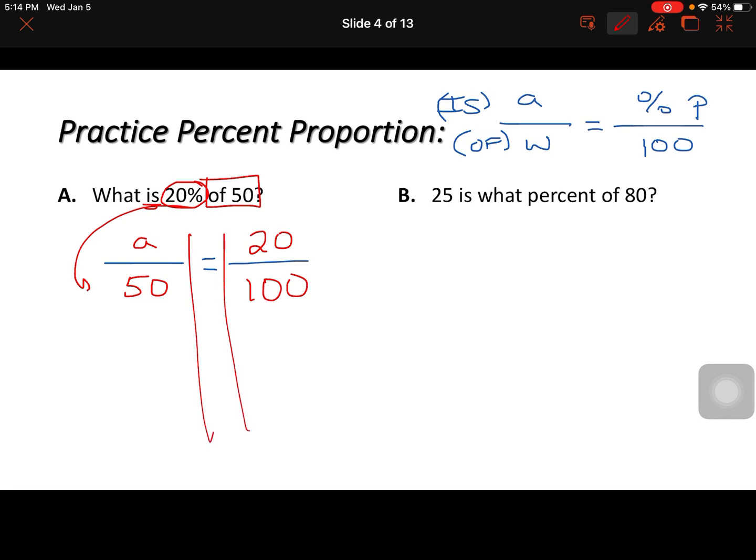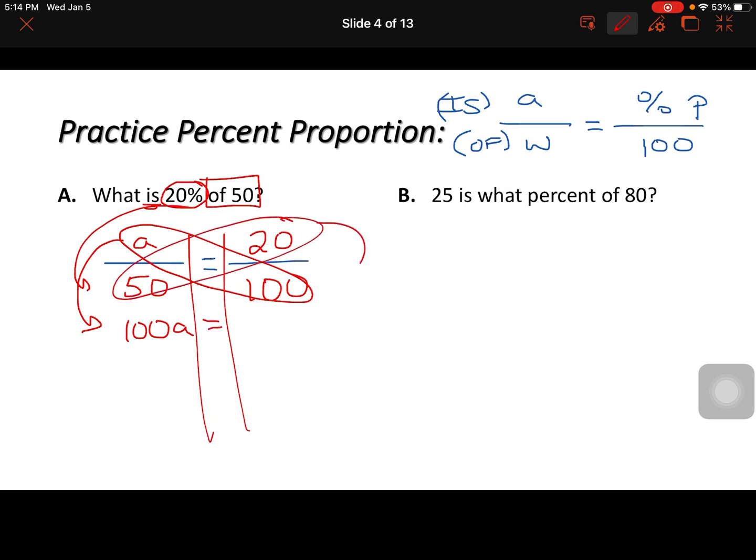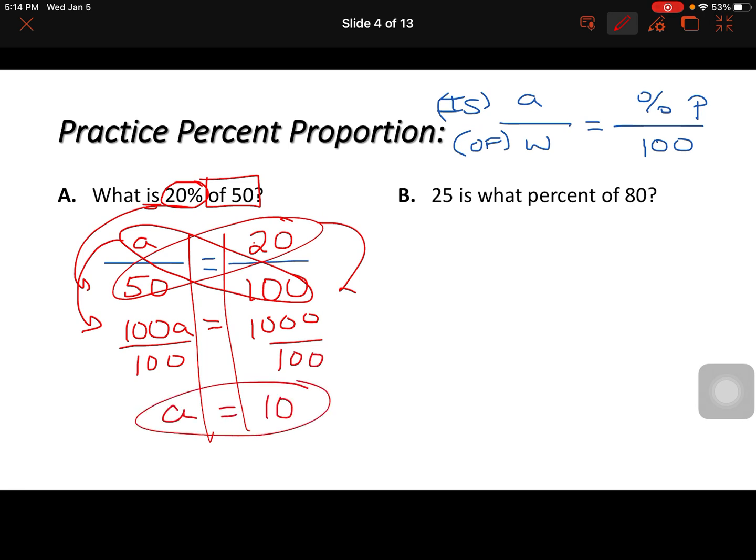So we go ahead and set this up and do our cross products. We have 100A equals, and you're going to end up having 10, that's 5 times 2 is 10, and bring your 2 zeros over, divide by 100, and so A would equal 10. So 10 is 20% of your 50.